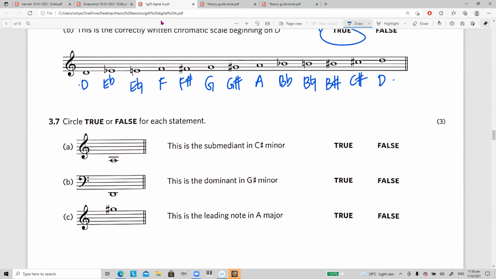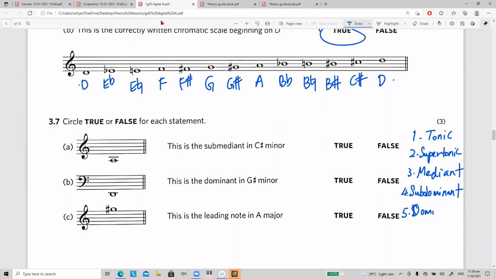Next one, 3.7. 3.7 is about technical names. If you study technical names, you know that the first note of the scale is called tonic. Second note is called supertonic. Third note is mediant. Fourth note is subdominant. Fifth note is dominant. Sixth note is submediant. Then the seventh note is called the leading note.